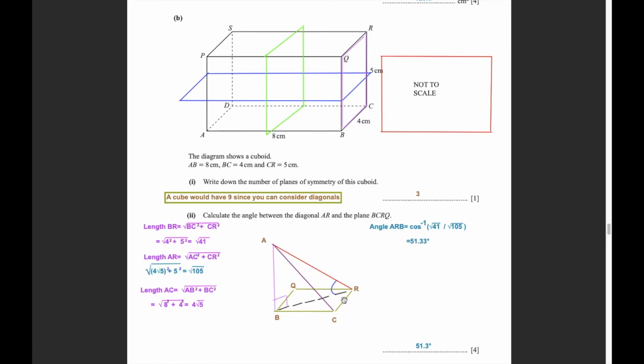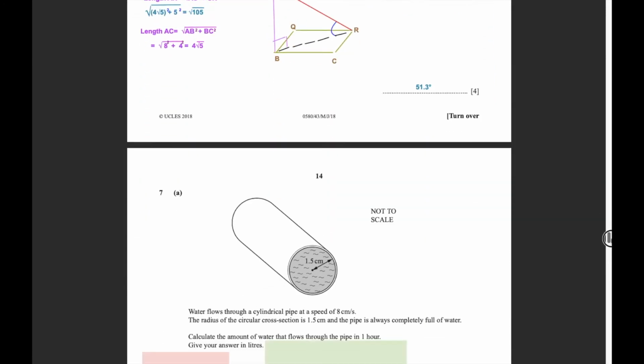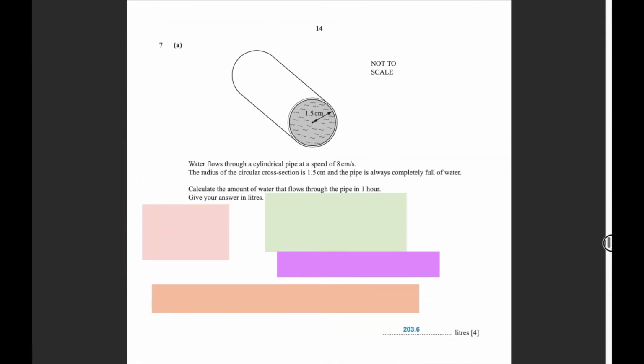So let's find angle ARB. So what do we have now? We have BR, which is the adjacent of this angle. I'm going to move this away. We have the hypotenuse. So adjacent and hypotenuse, that involves cosine. So cosine inverse adjacent, which is root 41, divided by the hypotenuse, which is root 105, gives us 51.33 degrees. Again, keeping it to 1 decimal place, so 51.3 degrees. All right, so let's move on to question 7.